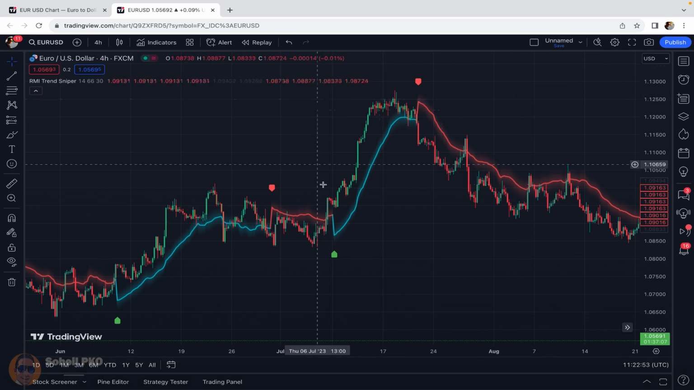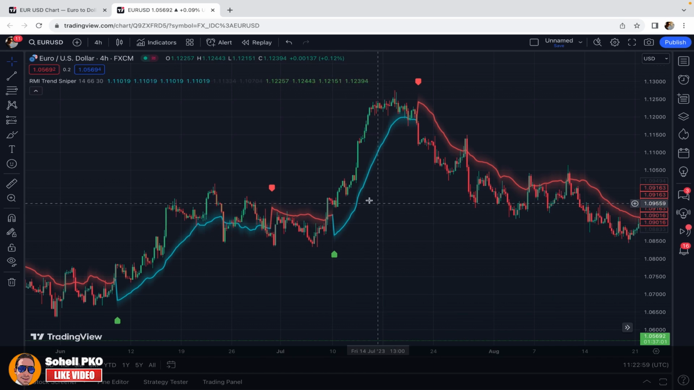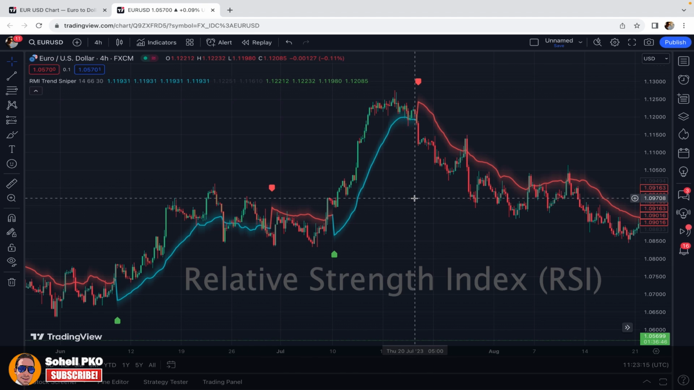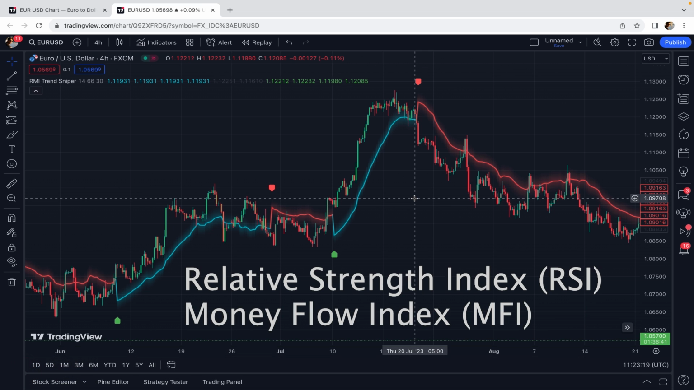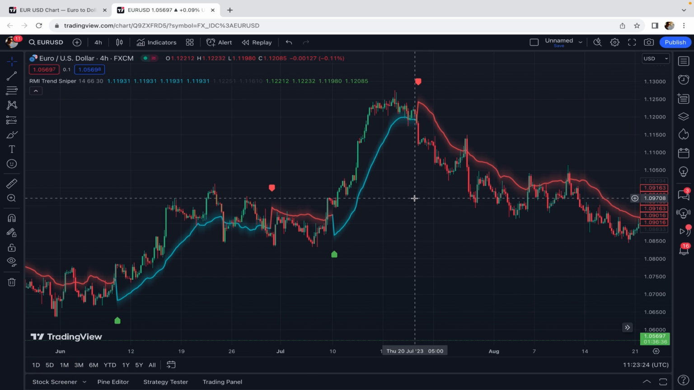Alright, this is the indicator, and as you can see, it's overlaid on the price chart similar to a moving average with these labels that are actually buy-sell signals. This indicator is built based on RSI, Relative Strength Index, and MFI, Money Flow Index, and by combining both price and volume, it provides a perfect view of momentum strength, and so helps us in identifying trends and potential buy-sell signals in the market.